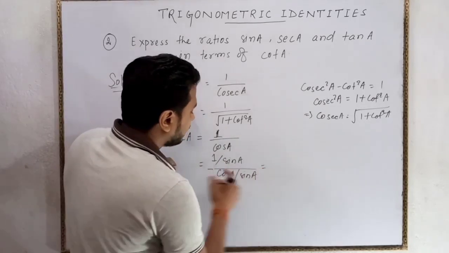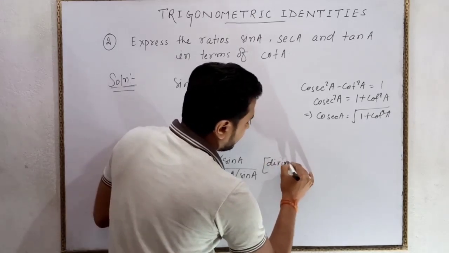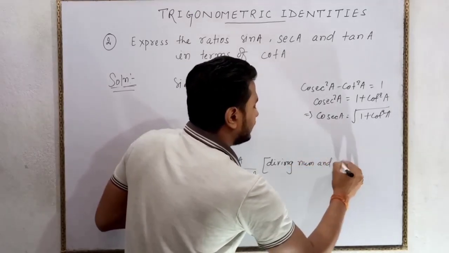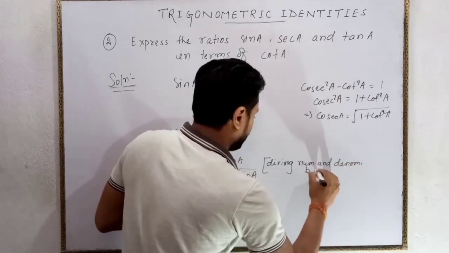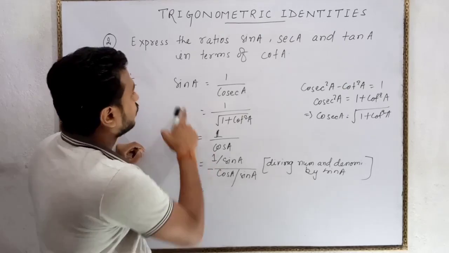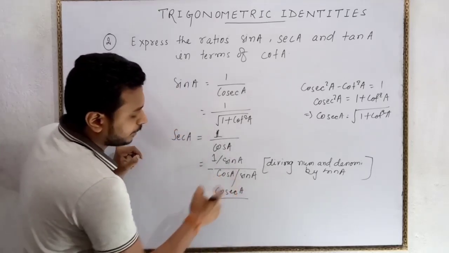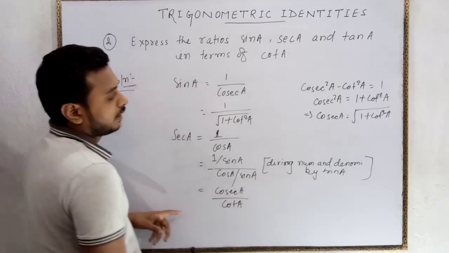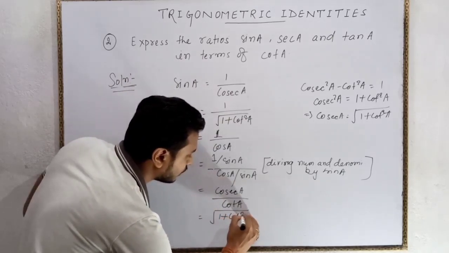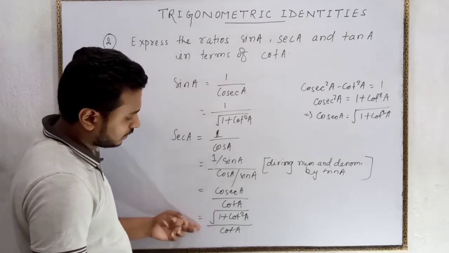In this way, we get 1 by sin A by dividing numerator and denominator by sin A. Thus 1 by sin A, as we know, sin A is the reciprocal of cosec A, and cos A by sin A is equal to cot A. We may write cosec A as root under 1 plus cot square A, so root under 1 plus cot square A whole by cot A. In this way, we got sec A in terms of cot A.